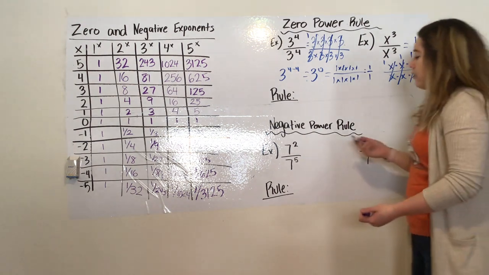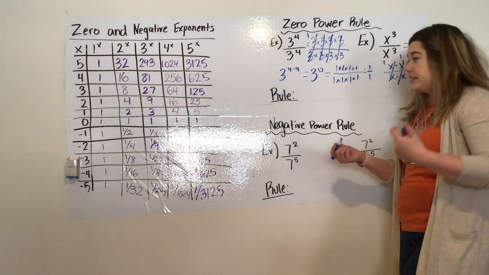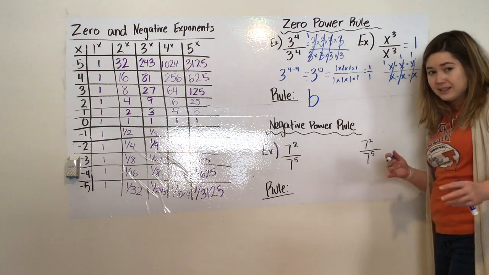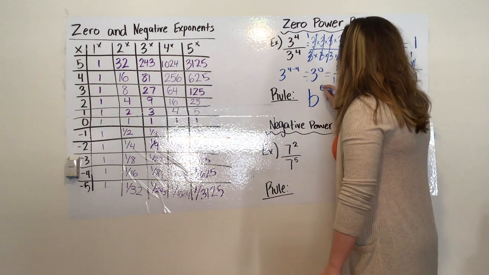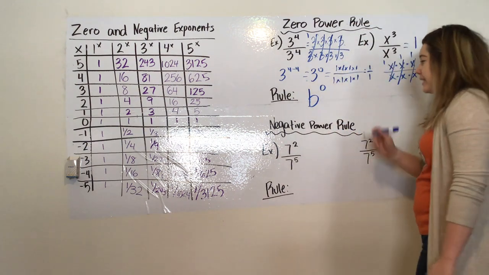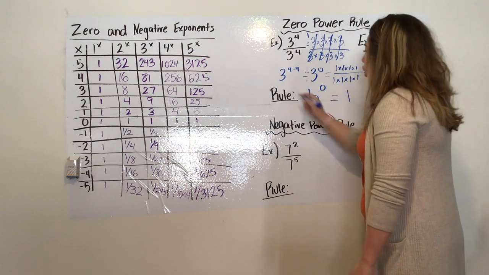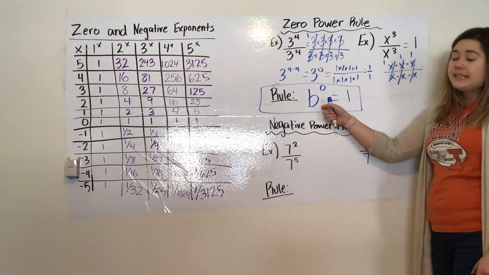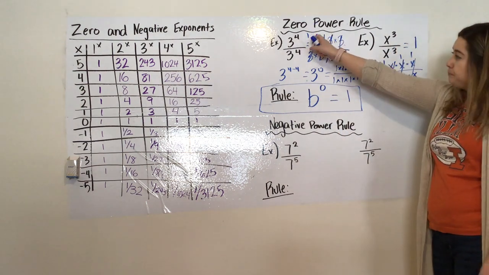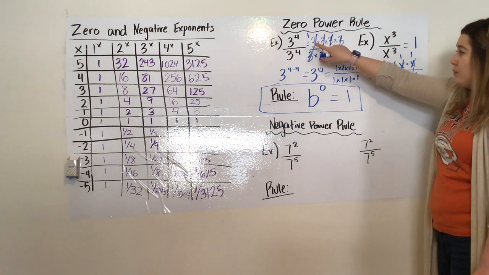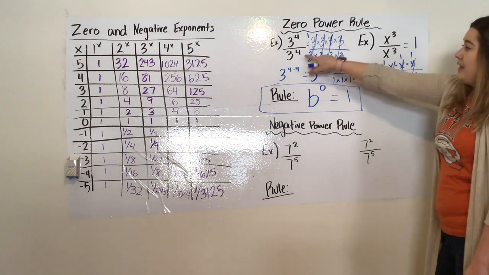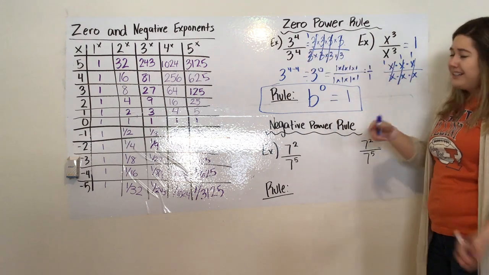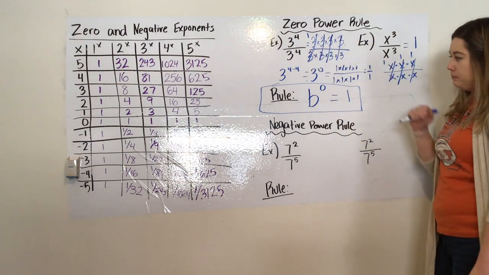So our rule for zero as a power: anything to the power of 0. Again, I'm going to use b for my base, so any base to the power of 0 is always going to be 1. Always, always, always. Okay, and again we can see it through expansion, right? We did 3 to the 4th, we expanded it out, and we used this basic division, right? 3 over 3 is 1. 3 over 3 is 1.